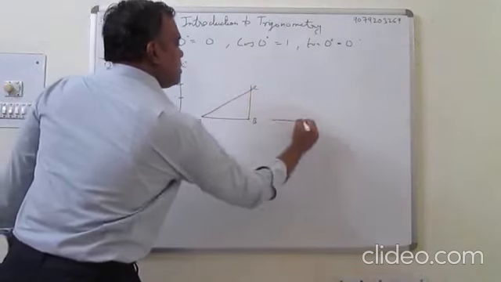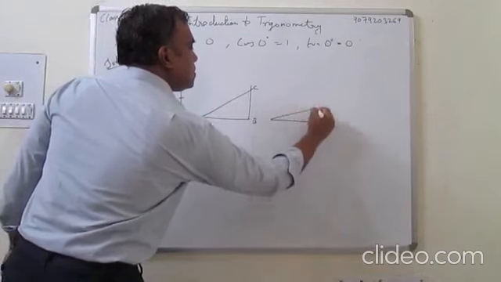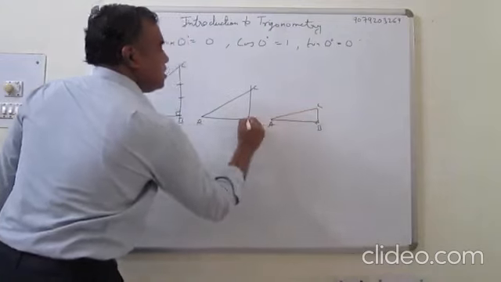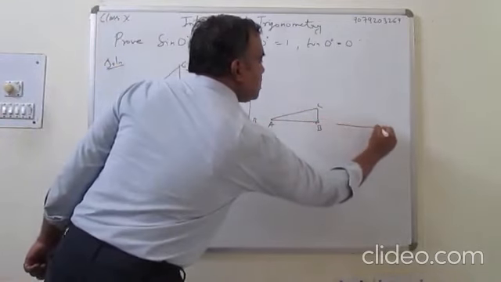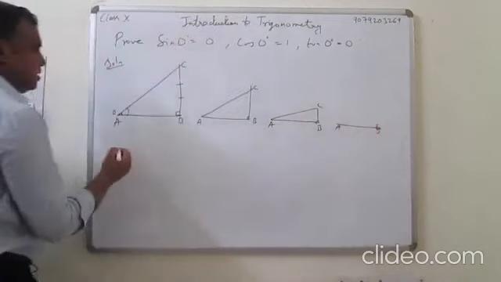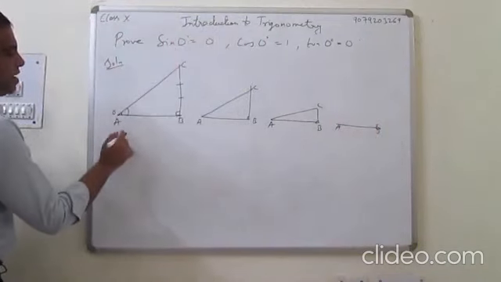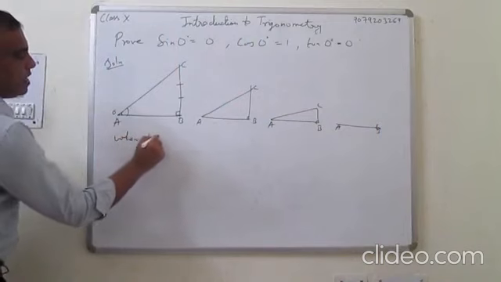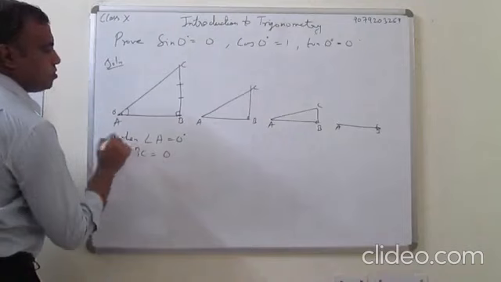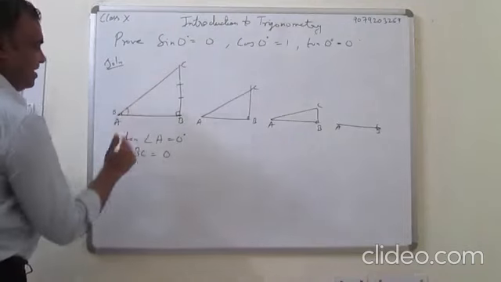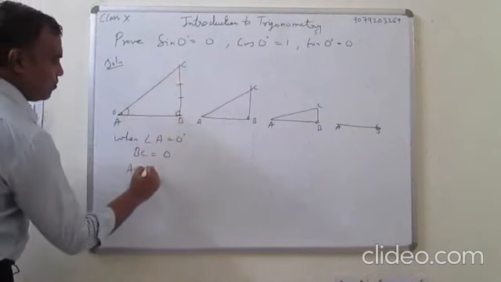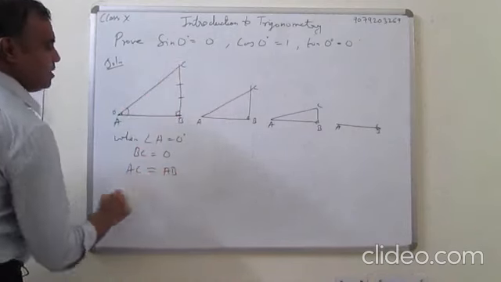CBA. Now ABC, ultimately C comes at B. It means when angle A is equal to 0 degree, BC is equal to 0 and AC is nearly equal to AB.